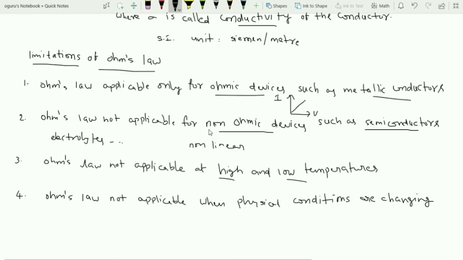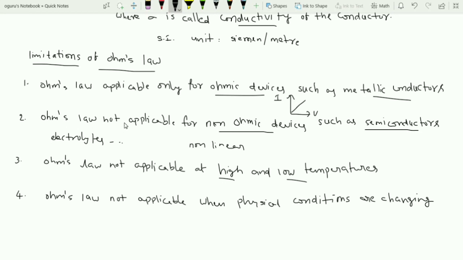Now let us discuss the limitations of Ohm's law. Ohm's law is applicable only for ohmic devices. Ohmic devices are the devices which obey Ohm's law, such as metallic conductors. Metallic conductors are the best examples of ohmic devices. In the case of ohmic devices, the relation between the potential difference and the current is linear, directly proportional.